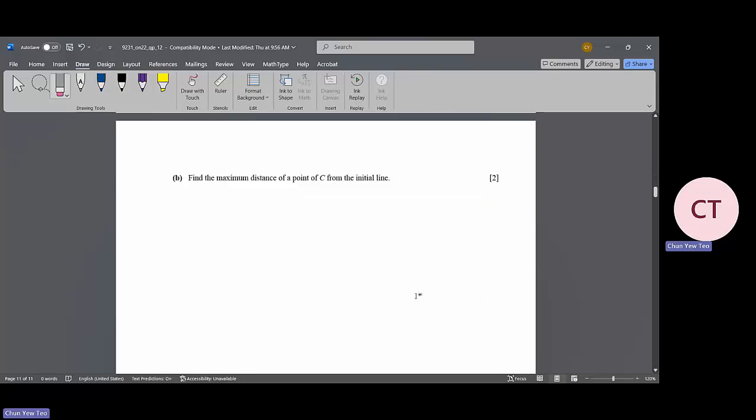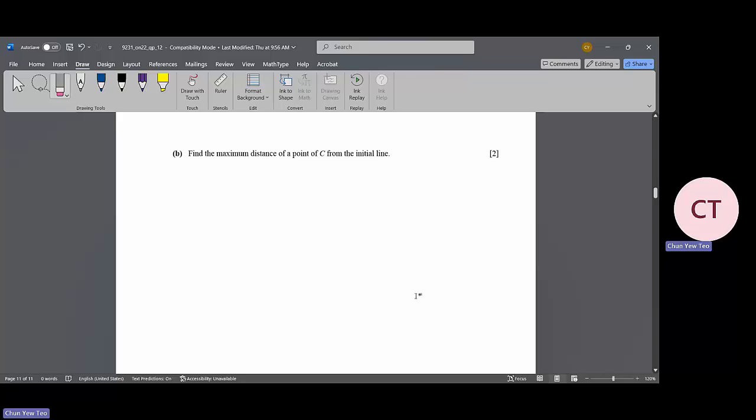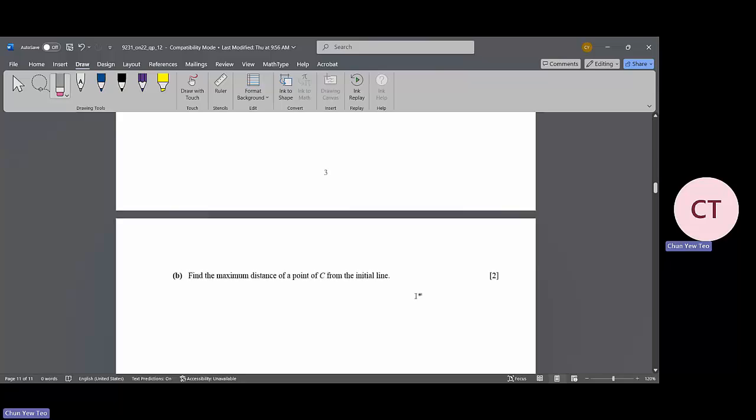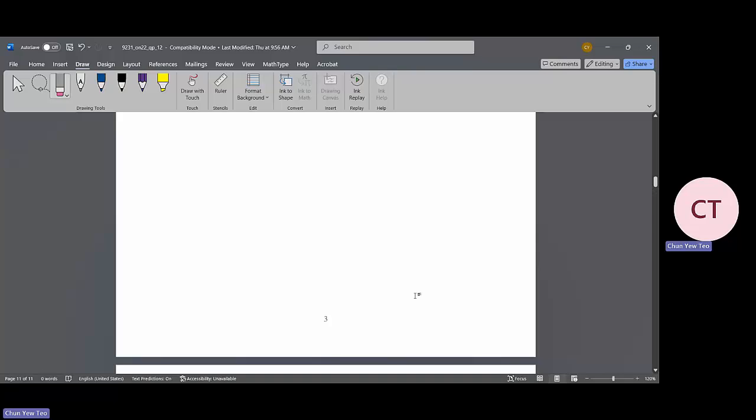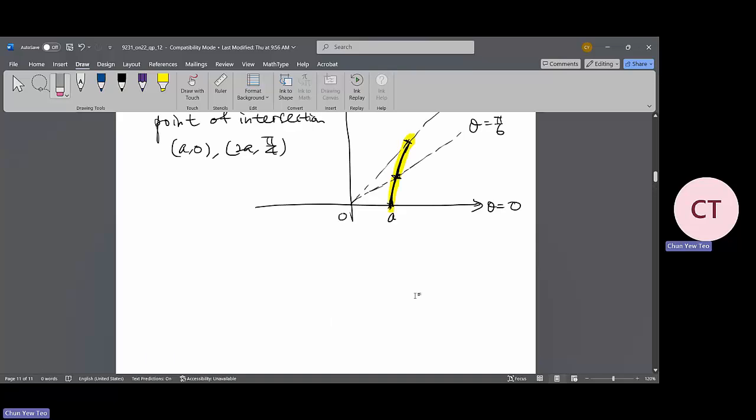Now we move on to part B. Find the maximum distance of a point on C from the initial line. So this is the initial line. To find the maximum distance, we have to find dy/d theta equal to 0.